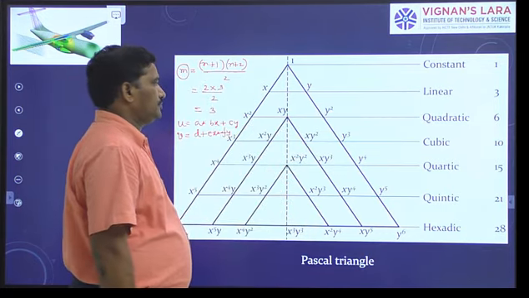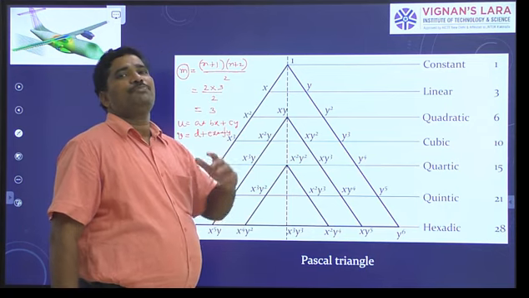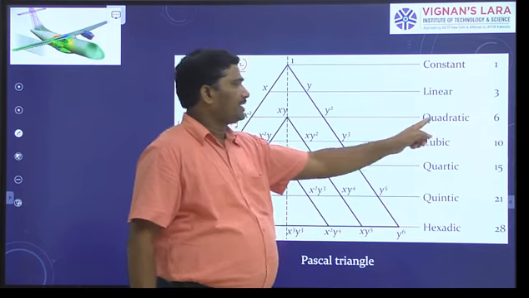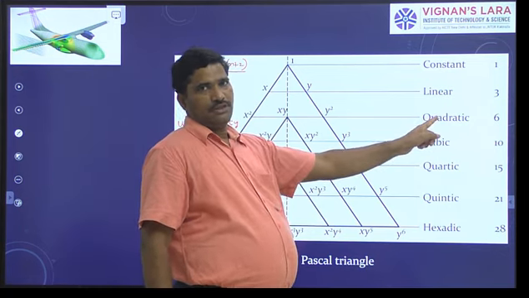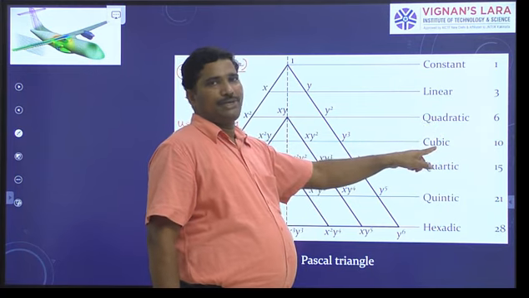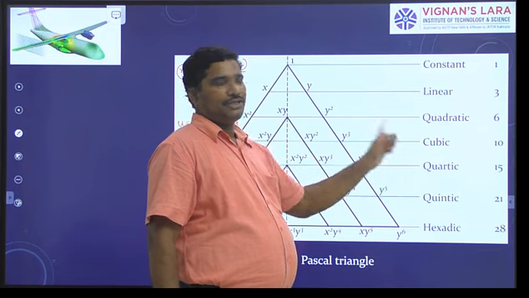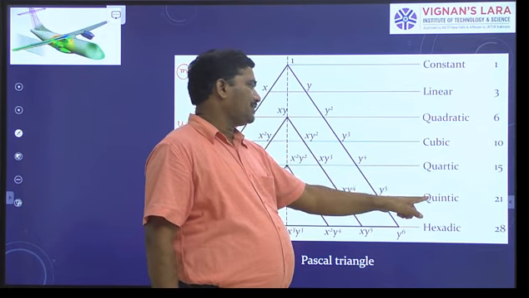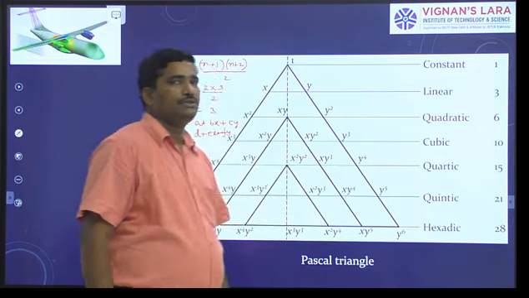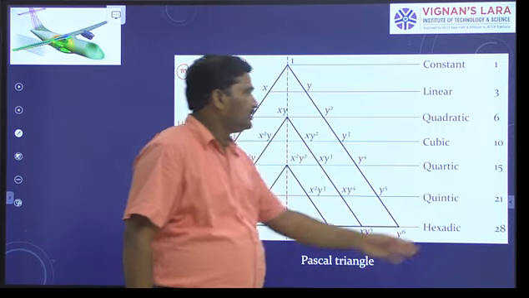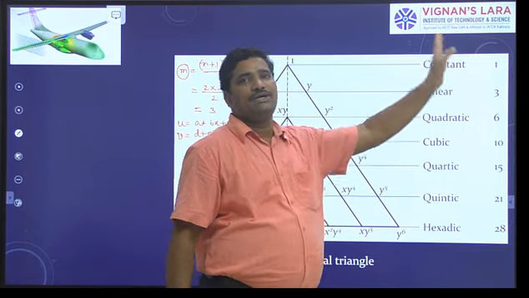If you want a second order polynomial, you say quadratic. When the order is 3, you get cubic. When the order is 4, you get quartic. When the order is 5, you get quintic. Then hexic. Okay? These numbers represent the number of terms.